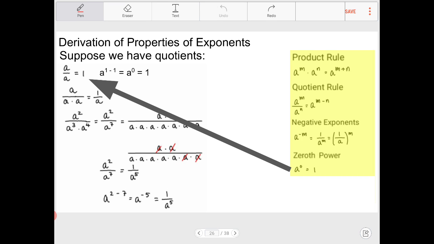So in the last couple minutes, we've arrived at the power rule, the quotient rule, negative exponents, and the 0th power. Let's take a look at the last situation.